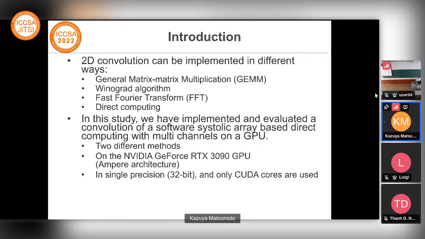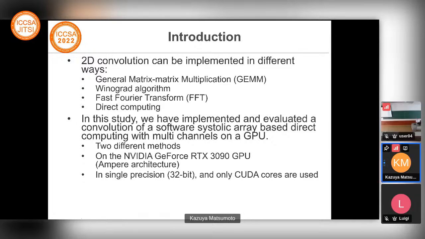The convolution computation can be implemented in different ways, such as by utilizing matrix multiplication routines, the Winograd algorithm, and fast Fourier transform, and direct computing for convolution is also possible. In this study, we have implemented a method based on systolic array-based direct computing with multi-channels on a GPU. We have designed two different methods, and we evaluate the implementations on an NVIDIA desktop GPU of the Ampere architecture. Note that our implementation uses single precision 32-bit numbers, and this GPU has tensor cores, but we don't use them, and we only use CUDA cores.